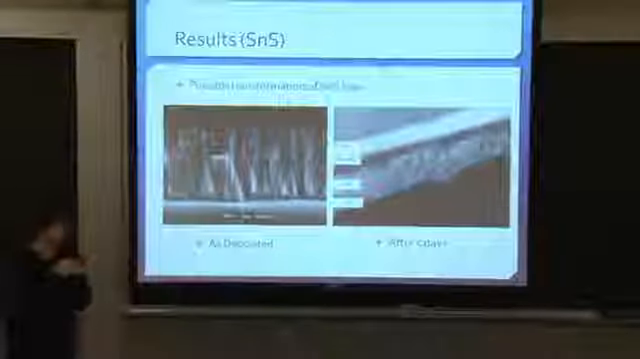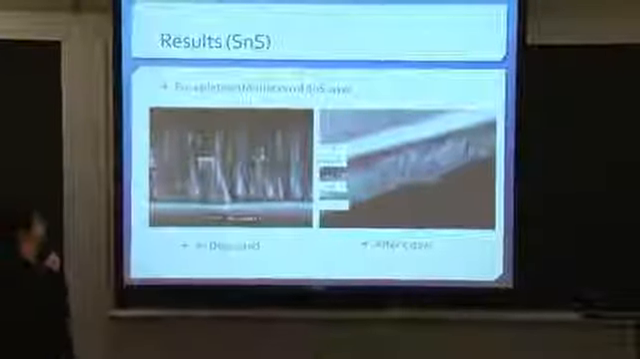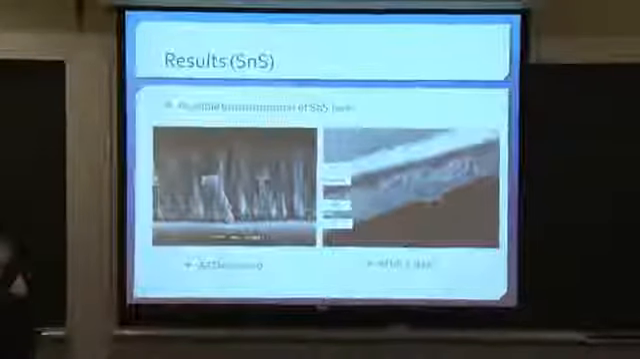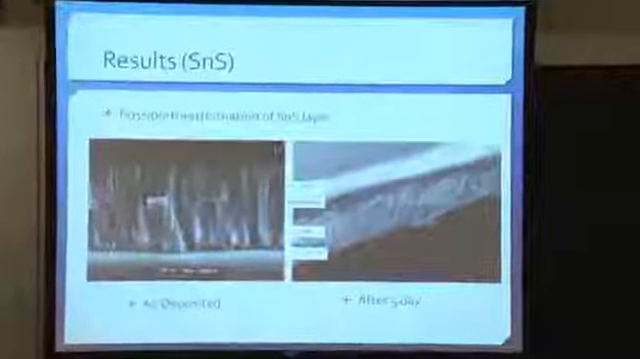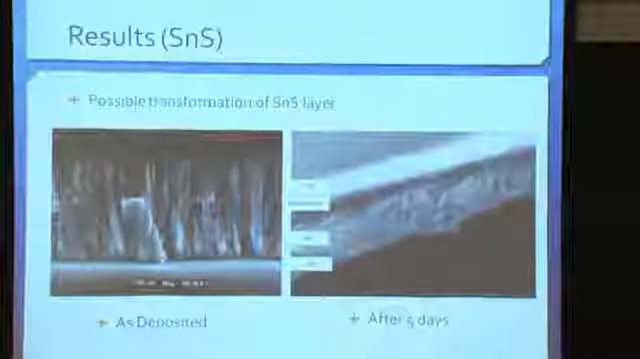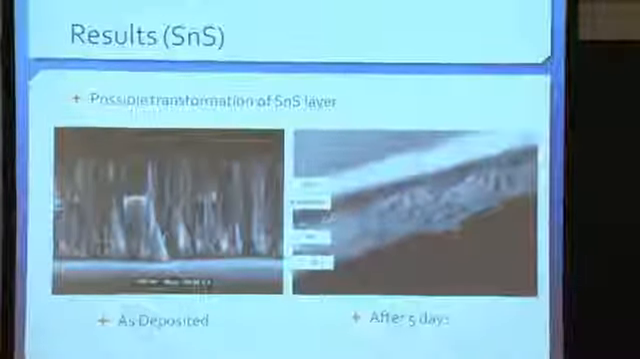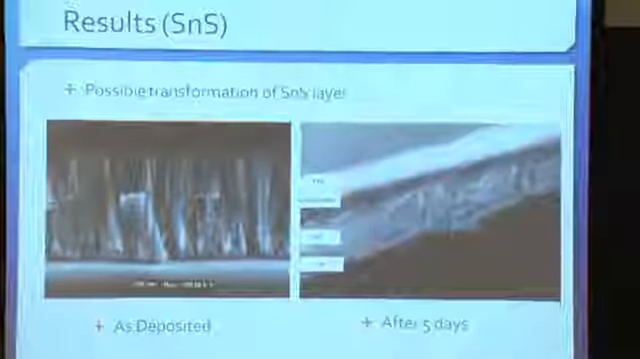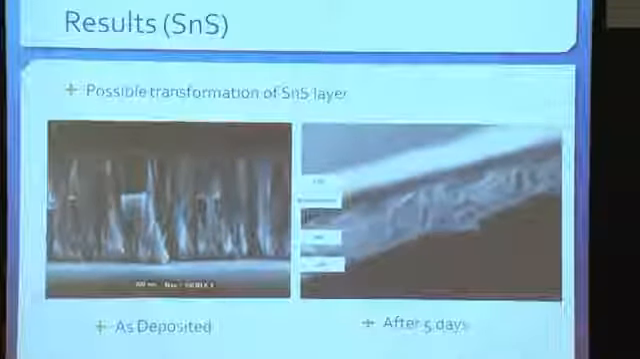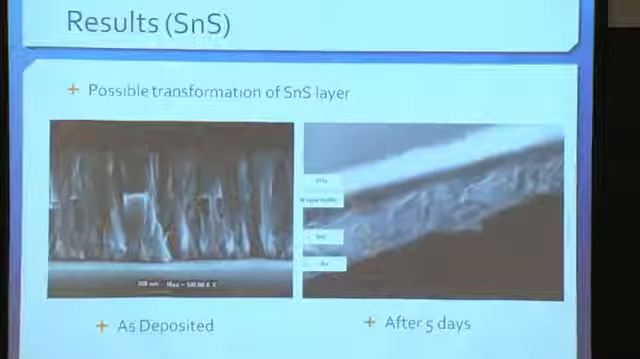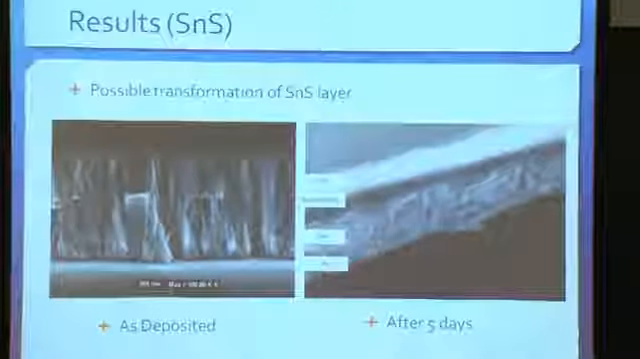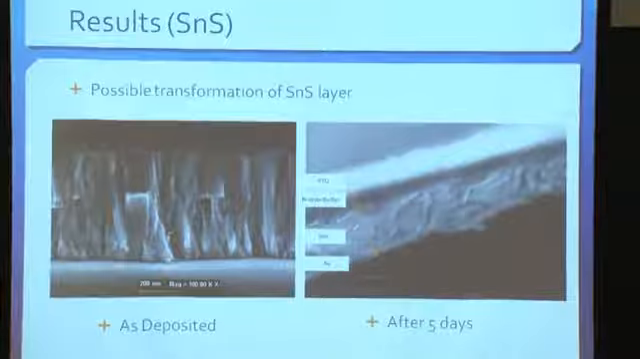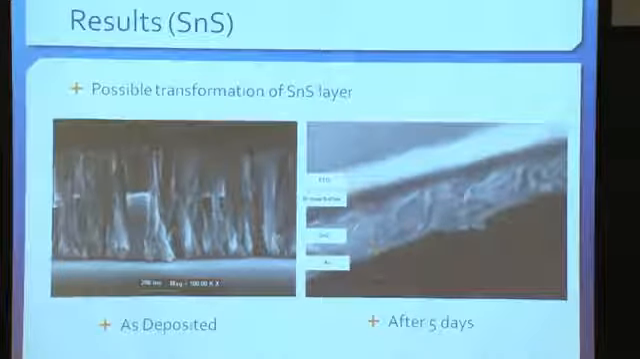So we did a series of cross-sectional SEM images on the tin sulfide device before and after several days in the environmental chamber. On the left, we have an image of the tin sulfide layer before exposure to the chamber, and we can see the columnar structure of the tin sulfide layer. However, after several days, on the right is an image of the tin sulfide layer having undergone some changes to its structure. This may be due to either thermal degradation or a result of cleavage of the cell.